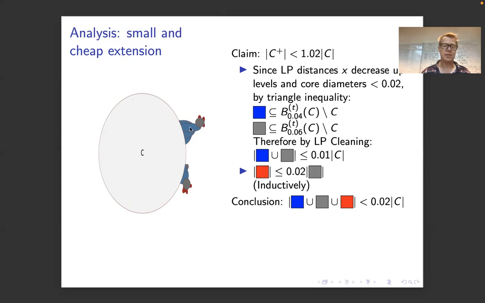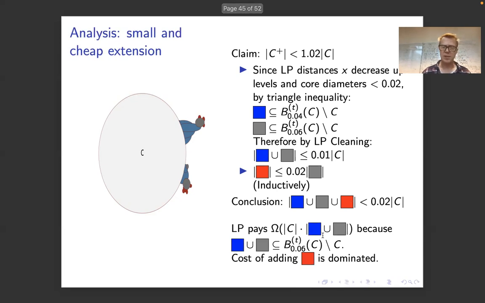And the gray stuff intersects its parent. That's a definition. The cores have to intersect. So the gray stuff gets a distance at most 0.06 from C. Okay, so all these things are what we consider too close to C. So by LP cleaning, we know that the total size of blue and gray is at most 0.01 times C. And now we apply induction, because everything below that, even though it may be very, very far away from gray in LP distance, the weight is only 0.02 times gray. That's what we know by induction. So we conclude that blue plus gray is at most 0.02 times C.